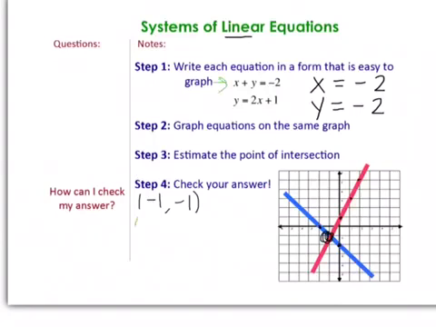I'm going to put -1 in for x and -1 in for y. Notice I use my parentheses, and that should equal -2. Well, -1 plus -1, that does in fact equal -2. Does -2 equal -2? Yep. So I know for certain that -1, -1 is the solution to my system, meaning that's the point that they cross.